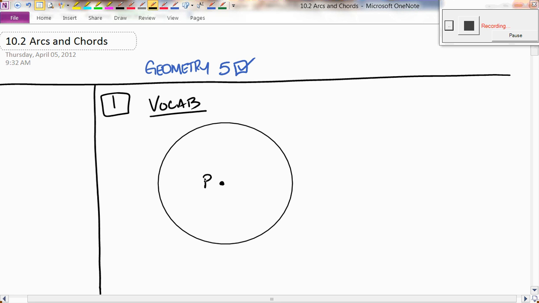So how would you describe what that circle is called? What's the name of that circle, everybody? Circle P. Yeah, circle P. Give yourself a radius from P all the way up. We'll call that point A. Give yourself another radius all the way up. We'll call that B. And we've created a few things here that we need to talk about.